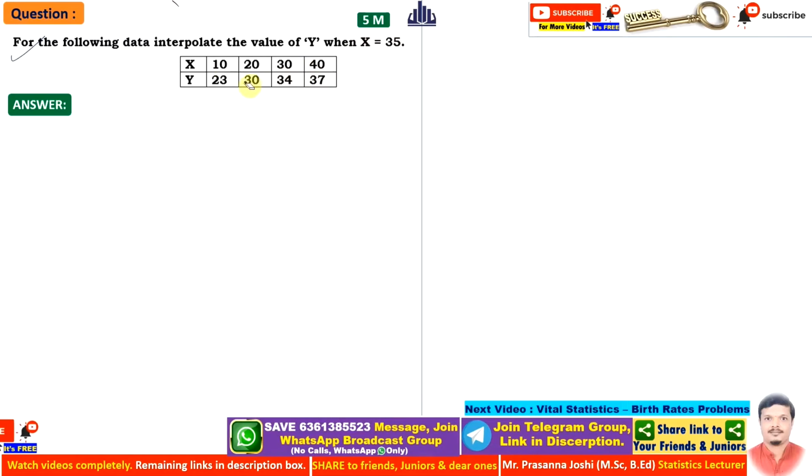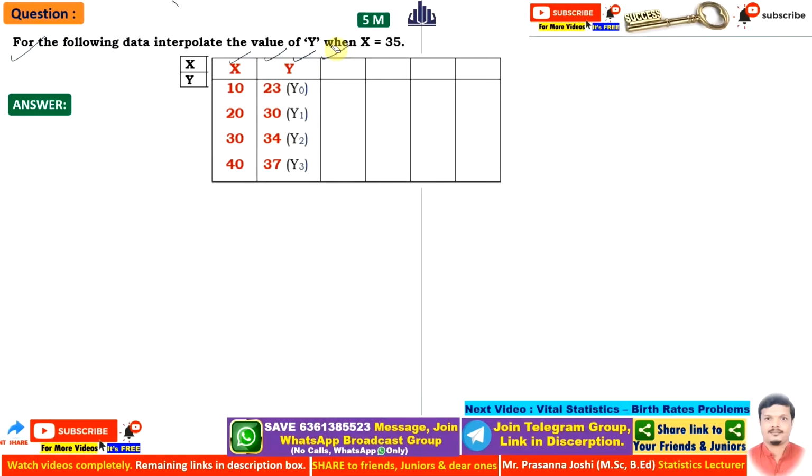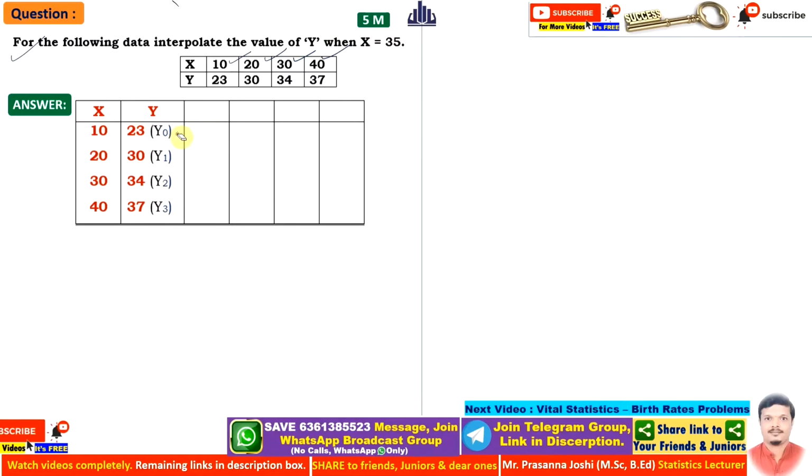And another thing, how many values are given? 1, 2, 3, 4 values are given. Let's take them down. y values as y0, y1, y2, y3.